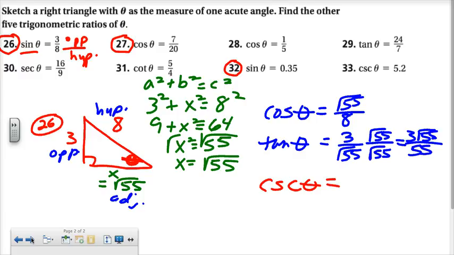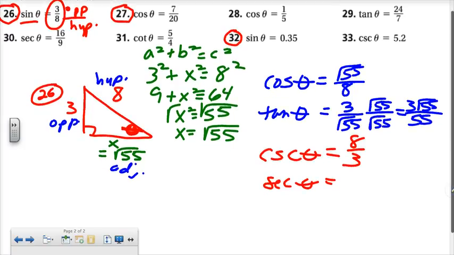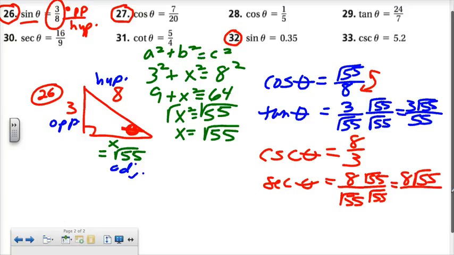And you get that from flipping sine. So sine was right here. We need the reciprocal. That's 8/3. And then we need secant of theta, and that comes from flipping over cosine. So the cosine of theta was right here. I just need to flip that. So that's going to be 8 over the square root of 55. But again, we know we can't leave that, so we're going to multiply numerator and denominator by the square root of 55, and that'll give us 8 square roots of 55 over 55.